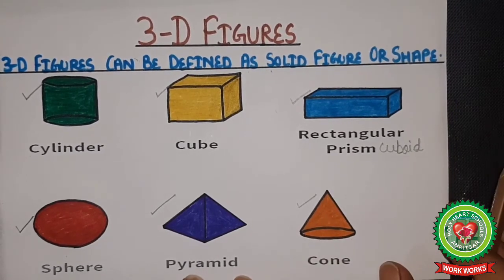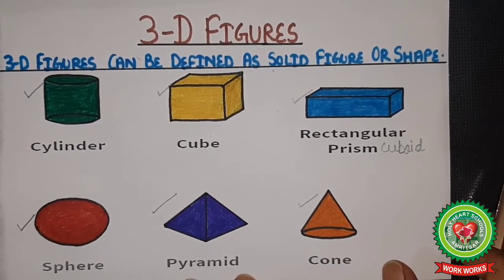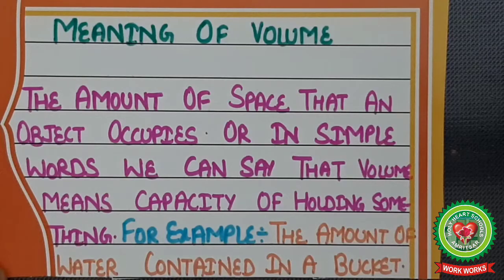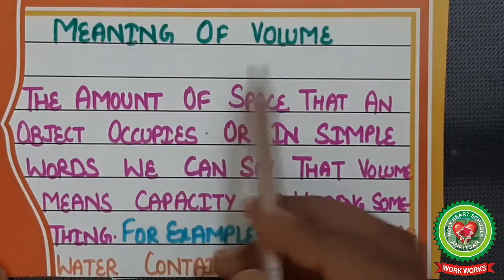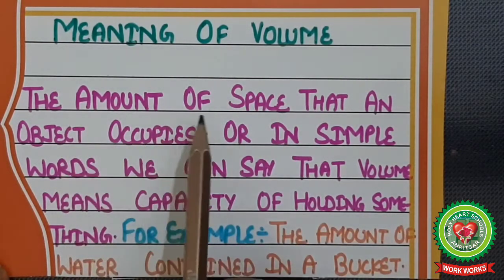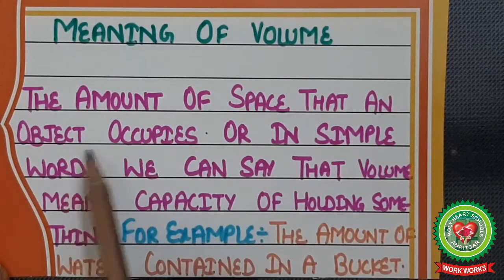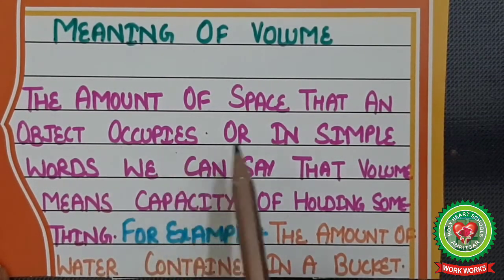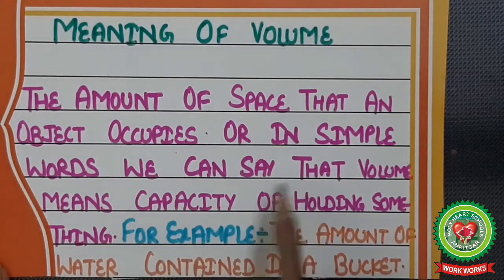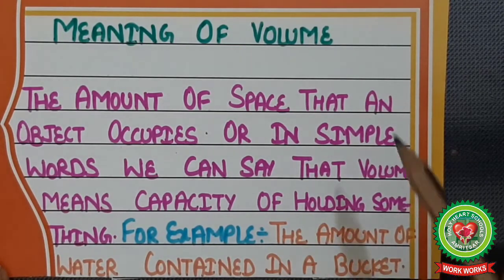Now children, we will discuss the meaning of volume. First we need to understand what is the meaning of volume. So meaning of volume is the amount of space that an object occupies, or in simple words we can say that volume means capacity of holding something. For example, the amount of water contained in a bucket. So this is the definition of volume.